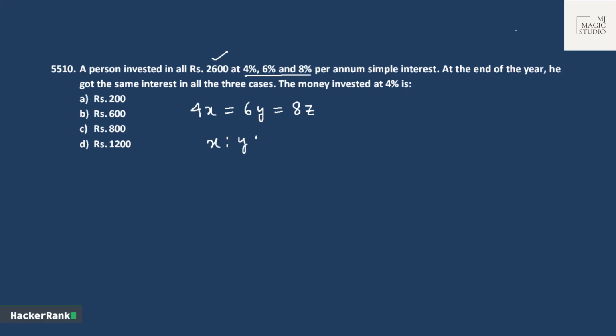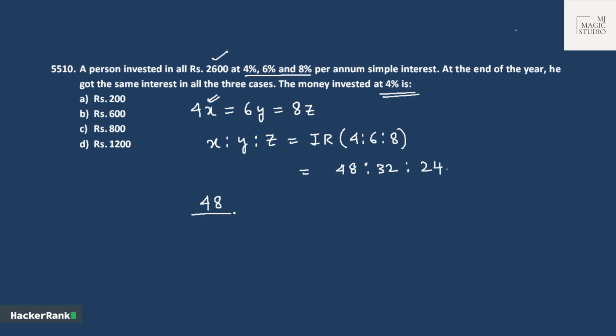We just need to find the ratio of the investments. X is to Y is to Z is nothing but the inverse ratio of 4 is to 6 is to 8. That is 6 into 8 is 48, is to 8 into 4 is 32, is to 6 into 4 is 24. How much is invested at 4%? X is invested at 4%.